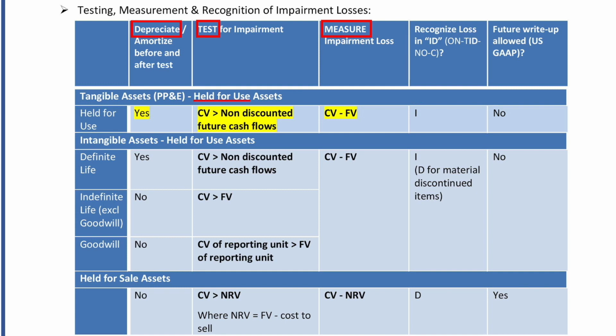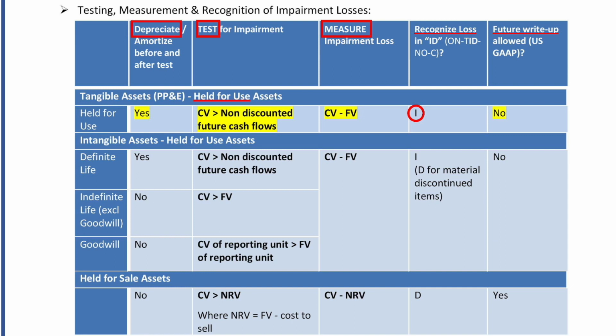Once you've measured the impairment loss, underline you recognize loss and circle I. So this loss is recognized in income from continuing operations because it's a held for use asset. And something I want you to note, underline future write up and highlight no. So if a held for use asset is impaired and there's a future write up, that means the fair value of the asset recovers in the future, the reversal of impairment losses is not allowed.